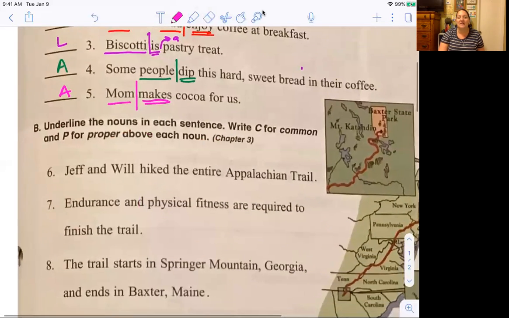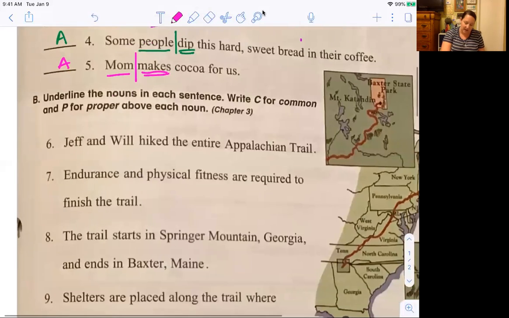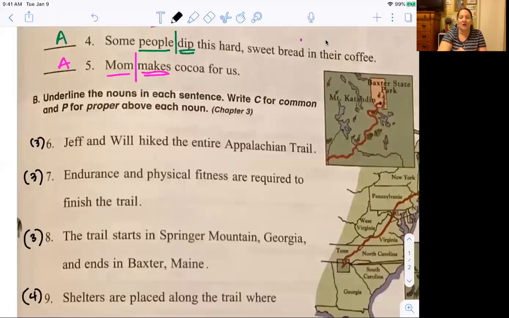Letter B: underline the nouns in each sentence. Write C for common and P for proper above each noun. Okay, this is what we're going to do. I'm going to pause for a second, and you'll be watching, it'll be like 2 seconds. I'm going to write the number of nouns next to each sentence, and then we'll do something.